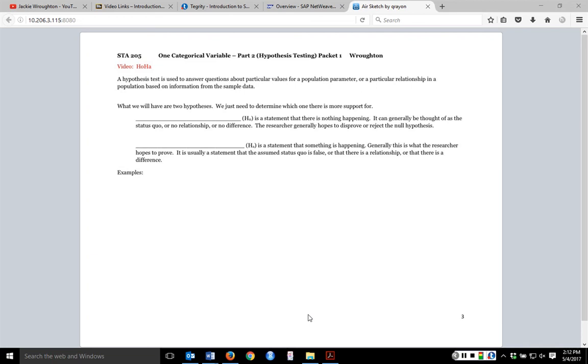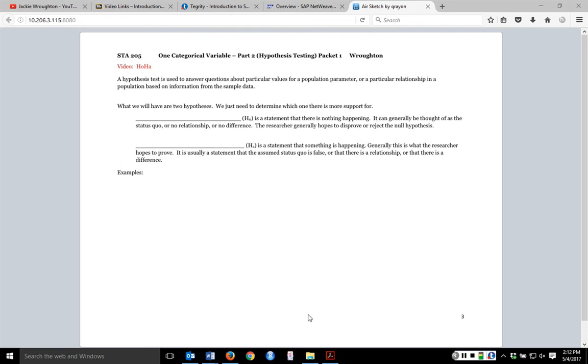So what we're going to do is take this idea that you learned, and talk about the math that we did before, and the whole goal in this chapter is to formalize everything. So we're going to talk about hypothesis testing. You've probably heard the word hypothesis from some type of science class. A hypothesis test is used to answer questions about a population parameter based on information from the sample.